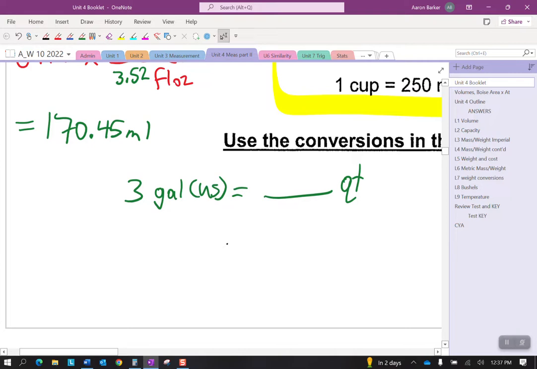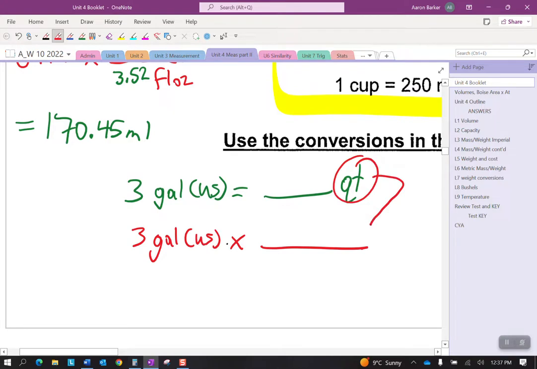And we're going to multiply by the conversion factor to figure this out. So we'd start by writing down 3 gallons US equals, multiplied. Now for a fraction, we want to find quarts, so quarts must go on the top and gallons on the bottom. Okay. So whatever you're trying to find goes on top. That's been a theme in our last unit as well.